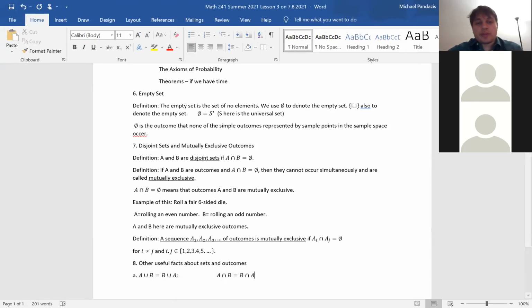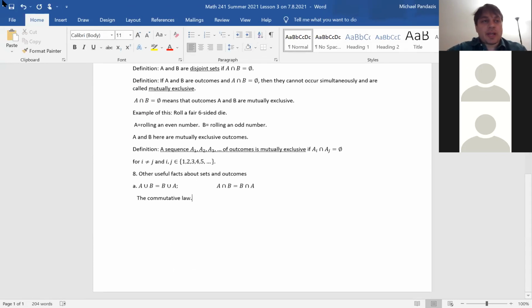I'm just going to separate those two. So these are two examples of the commutative law. Okay, so the order doesn't matter. When you take the union of two sets, it doesn't matter the order, so A union B equals B union A. And when you take the intersection of two sets, that also doesn't matter, so A intersection B equals B intersection A. Order did not matter. And so that's the commutative law.